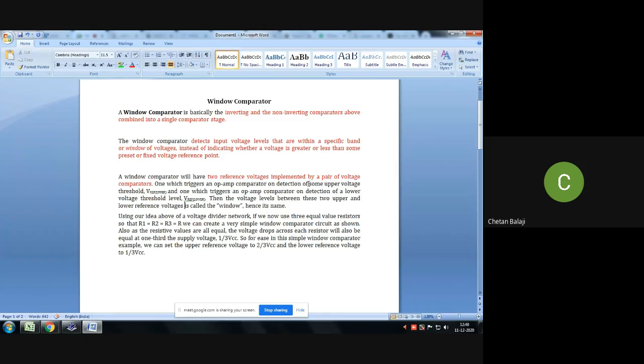One reference is called V reference upper, which stands for the reference voltage upper point, where the output should trigger. And the one at which the op-amp triggers for the lower detection is called the V reference lower level.